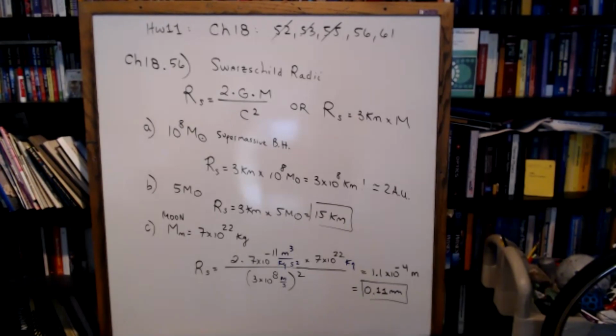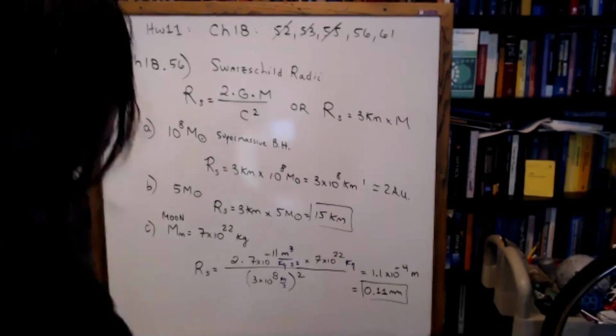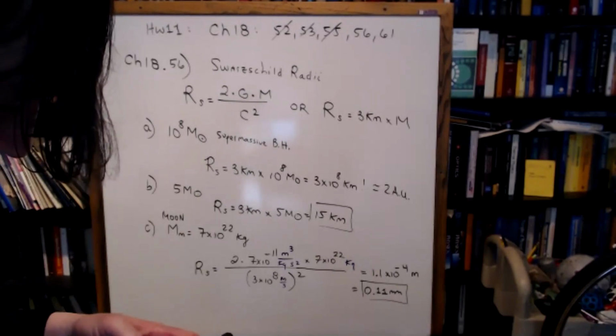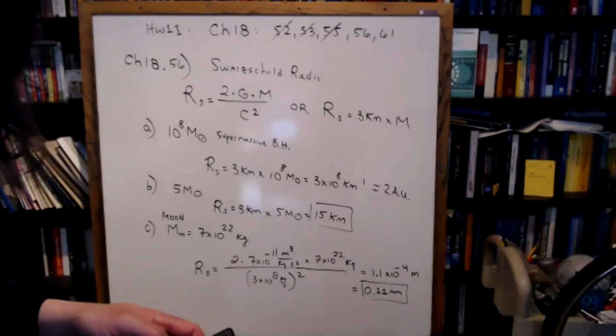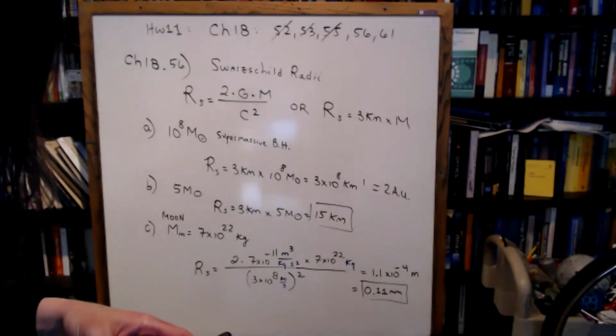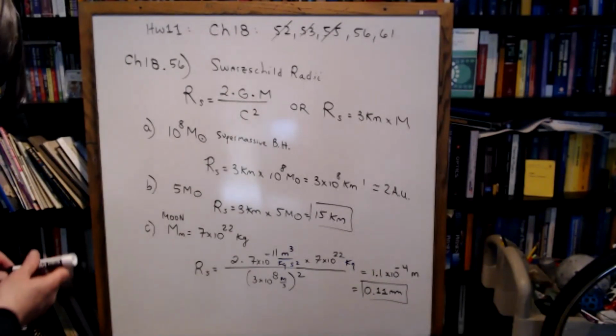Next question. What would you have to compress the Earth down to? 2 times 7 times 10 to the minus 11 times 6 times 10 to the 24, divided by 3 times 10 to the 8 squared. I get 9 times 10 to the minus 3 meters. 9 millimeters for the Earth. It's about a centimeter, about the size of a marble.